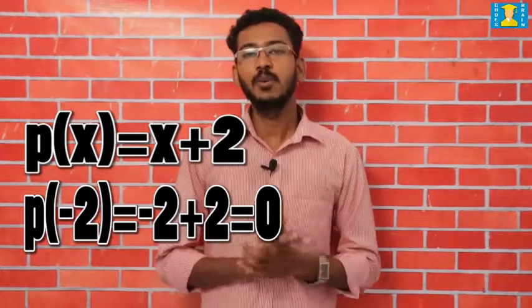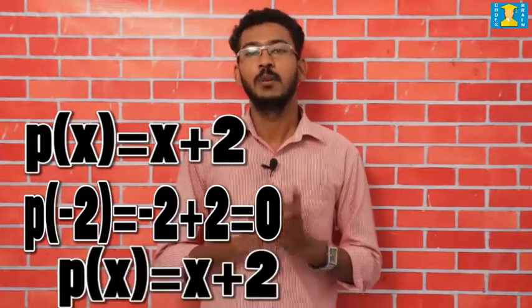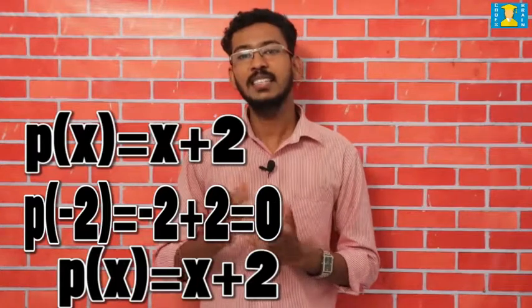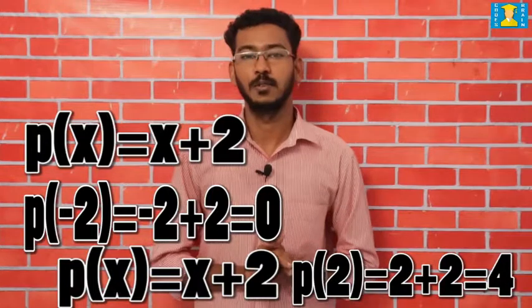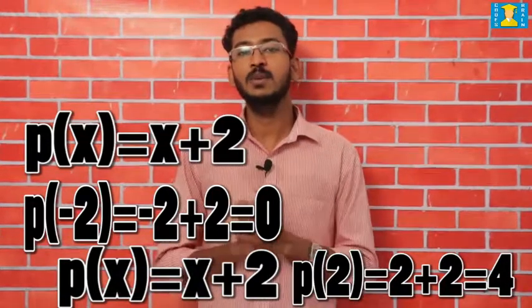Now, put x is equal to 2. So, p of x is equal to x plus 2. Now, let us see how it becomes. P of 2 is equal to 2 plus 2, that is equal to 4. So, therefore, minus 2 is a zero of the polynomial x plus 2, whereas 2 is not.